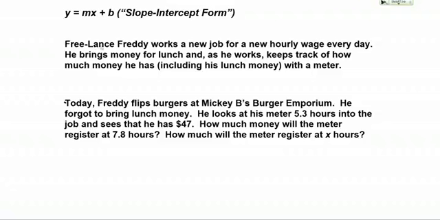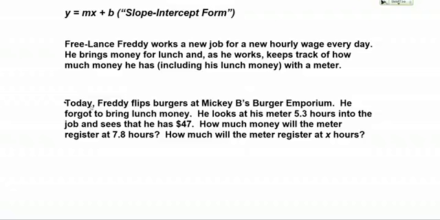And let's read the problem here. Freelance Freddy works a new job for a new hourly wage every day. He brings money for lunch, and as he works, keeps track of how much money he has, including his lunch money, with a meter, maybe to keep his employers nervous. I don't know.